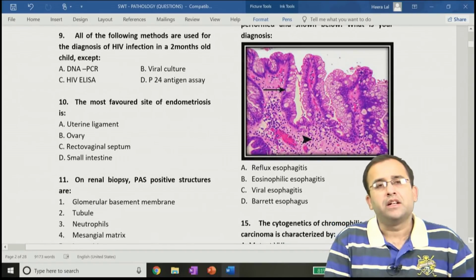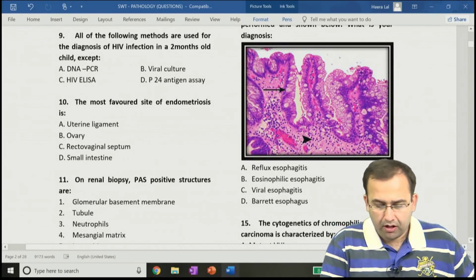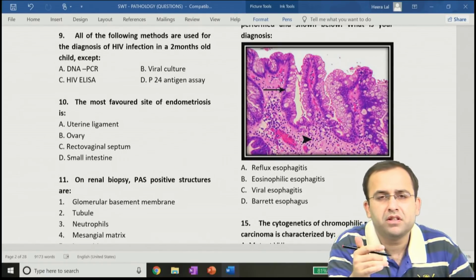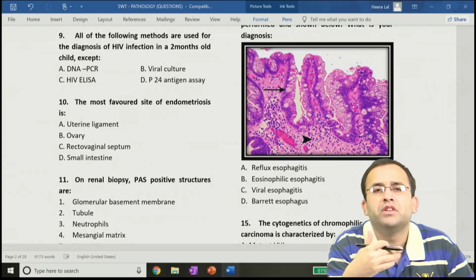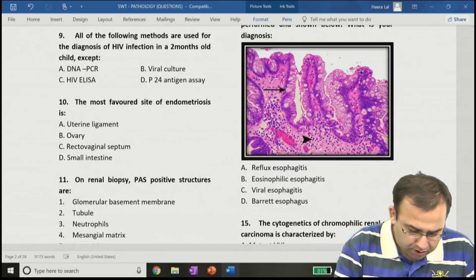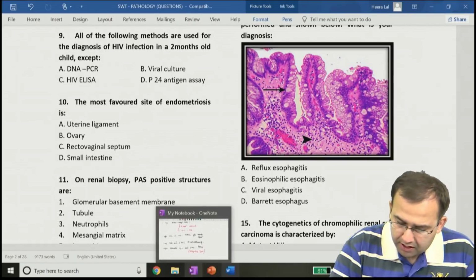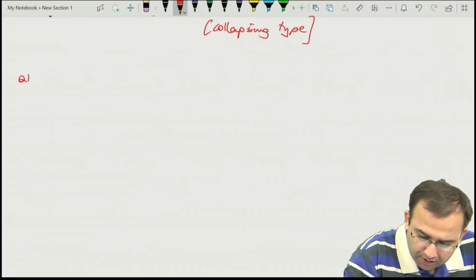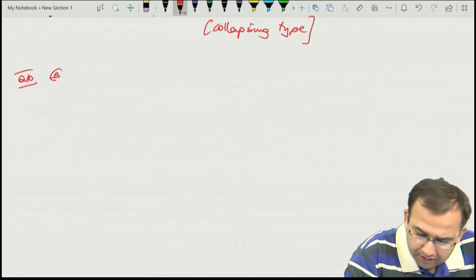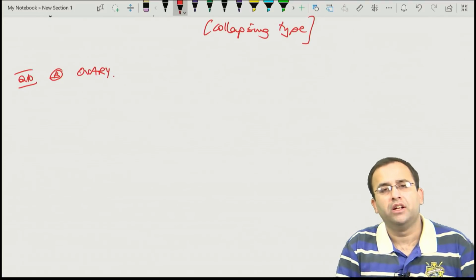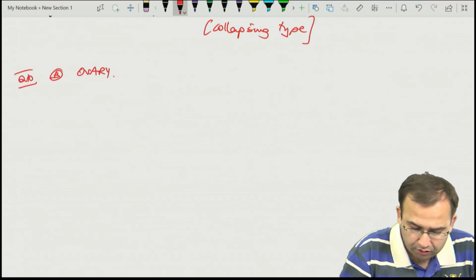Next, this gets us to question number 10. Most favored site of endometriosis. Firstly, what is endometriosis? Presence of endometrial tissue which is responding to menstruation outside the uterus. Most common site of endometriosis is ovary. Question number 10, the answer is B, that is ovary.